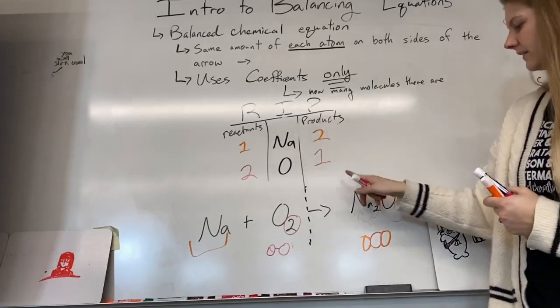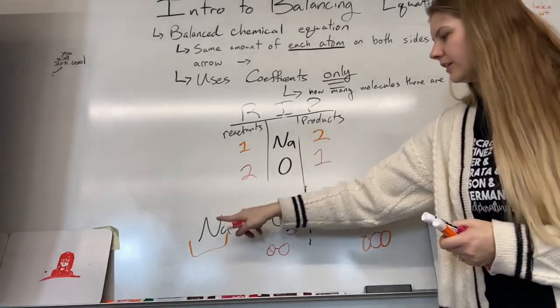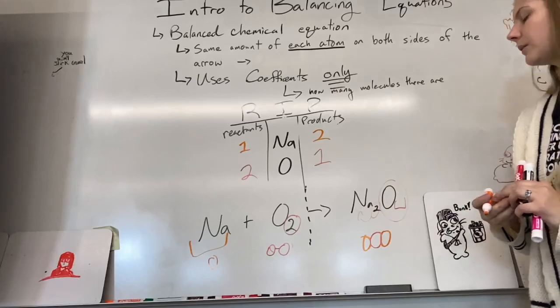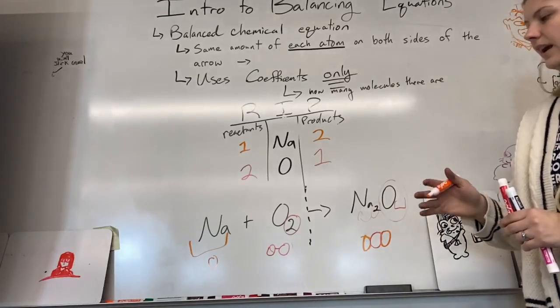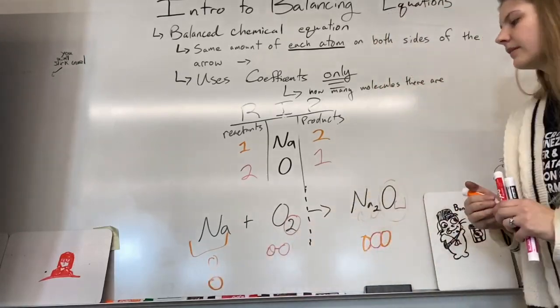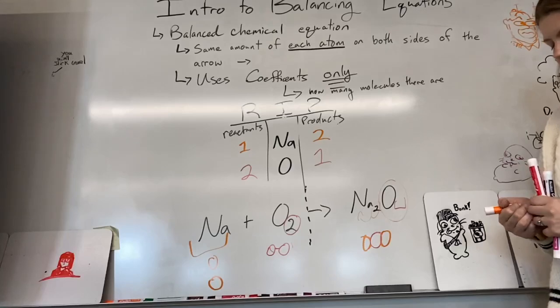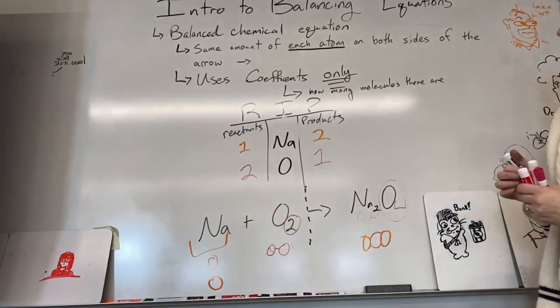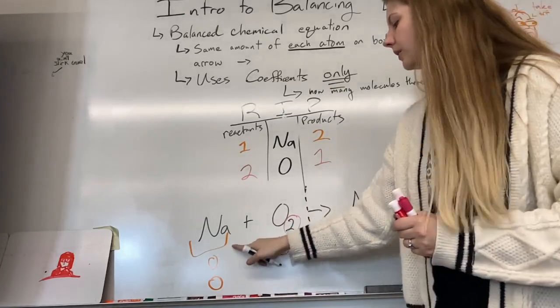We have 2 on this side and only 1 over here. If I drew that, it would just be 1 circle. So what I can do is I can get another one of this thing right here. I can make another. If I make another of that, that's another molecule. And the coefficient tells us how many molecules there are. So now we have 2 sodiums.